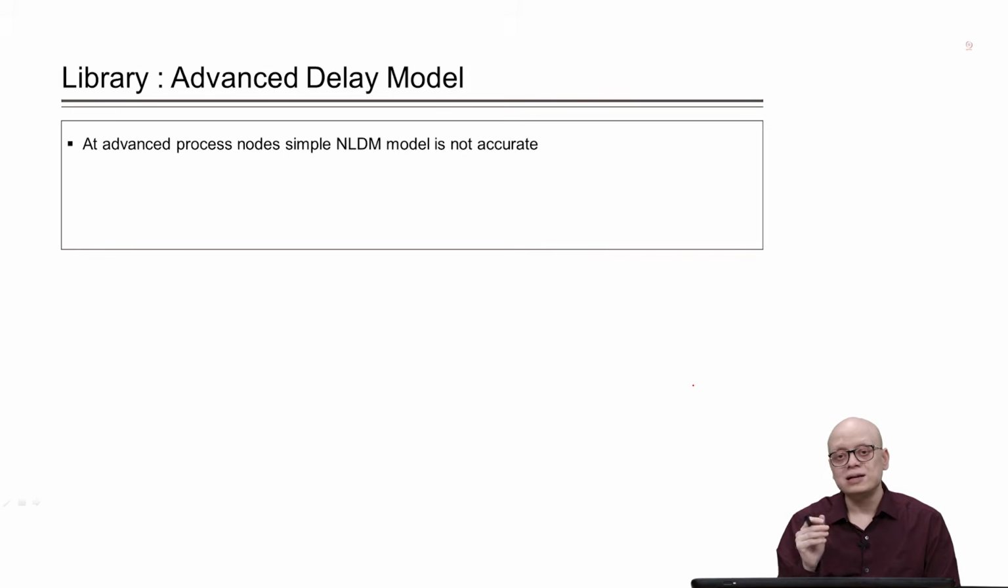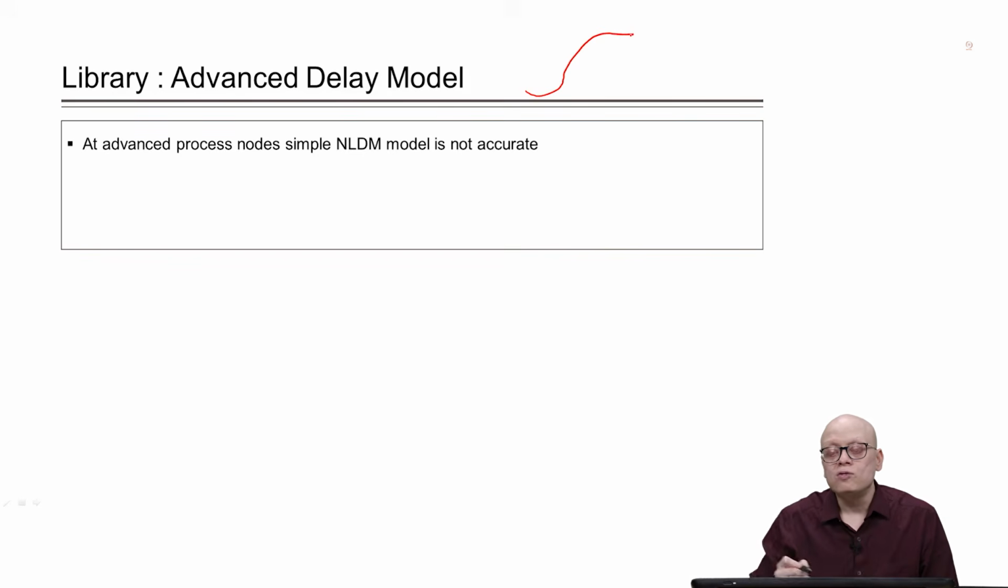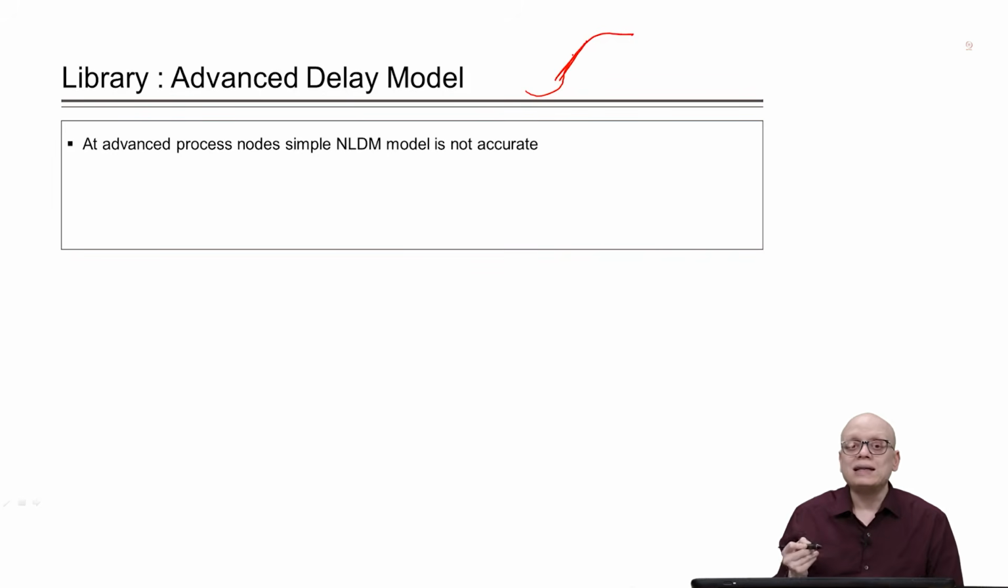What I mean to say is that suppose there was a non-linear signal. Now, for a non-linear signal, assuming that the signal has got one slope and that can be represented using slew, that may not be accurate, and there are accuracy losses because of that.